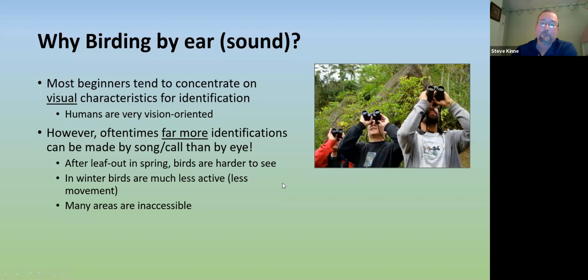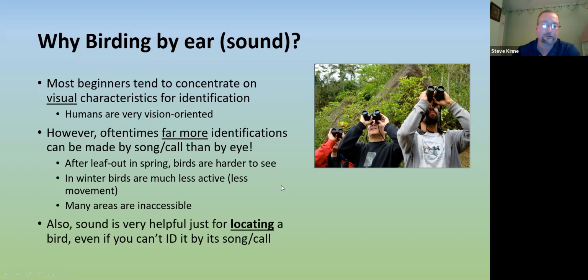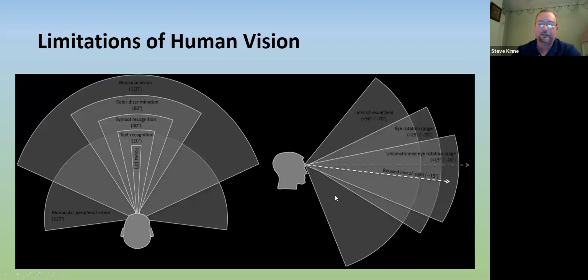So birding by sound actually turns out to be a really good and important way of identifying. I've had people in my classes say that after going to the class and doing the field trips, this has literally opened up a whole new world for them, because before they really weren't hearing the bird sounds much at all, and now they're really clued into them. And of course, even if you don't know the birds by their song or call, it's very helpful for just locating a bird, which you can then identify if you can actually see it. So birding by ear is a really good, important thing to do.